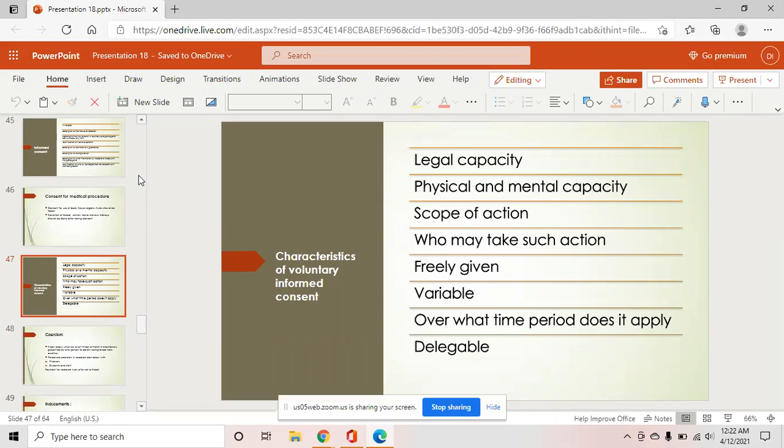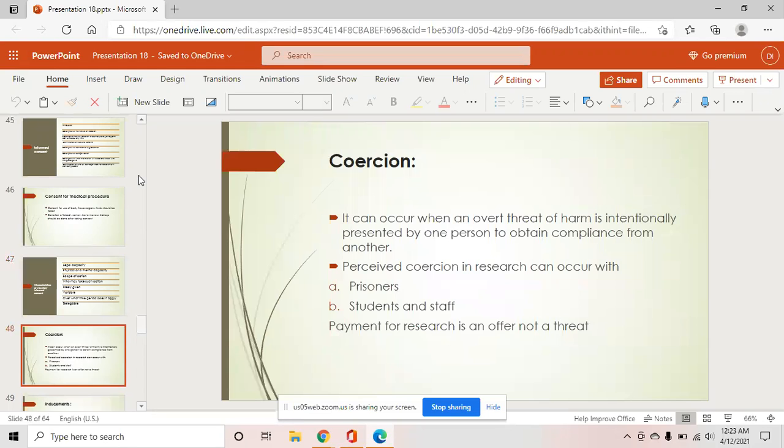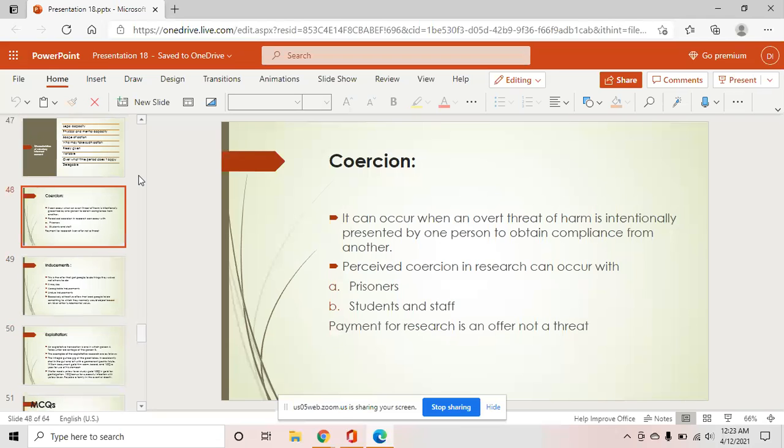Characteristics of voluntary informed consent: legal capacity, physical and mental capacity, scope of action, who may take such actions, freely given, variable, over what time period does it apply, delegable. Coercion can occur when an overt threat of harm is intentionally presented by one person to obtain compliance from another. Perceived coercion in research can occur with prisoners, students, and staff. Payment for research is an offer, it's not a threat.